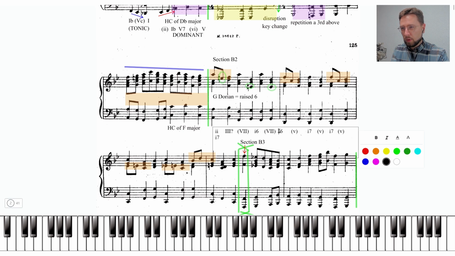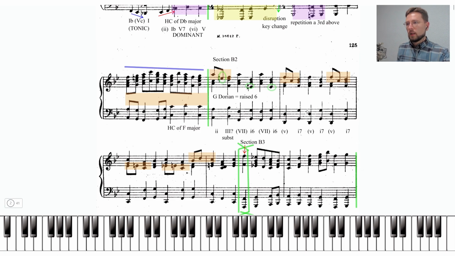So let's see why this moved. I've added the brackets and it shifted a little bit. Right, so this could be a substitution. And the substitution is B flat for G.